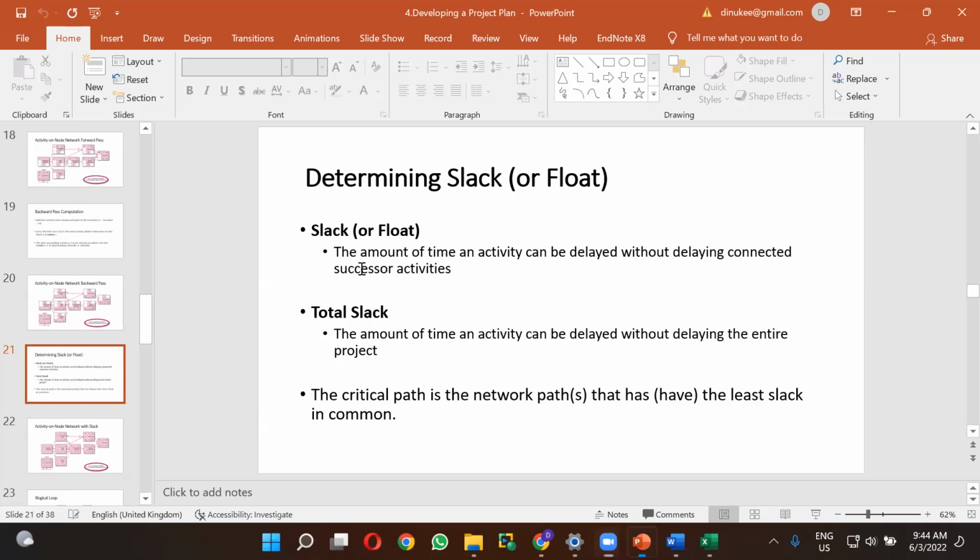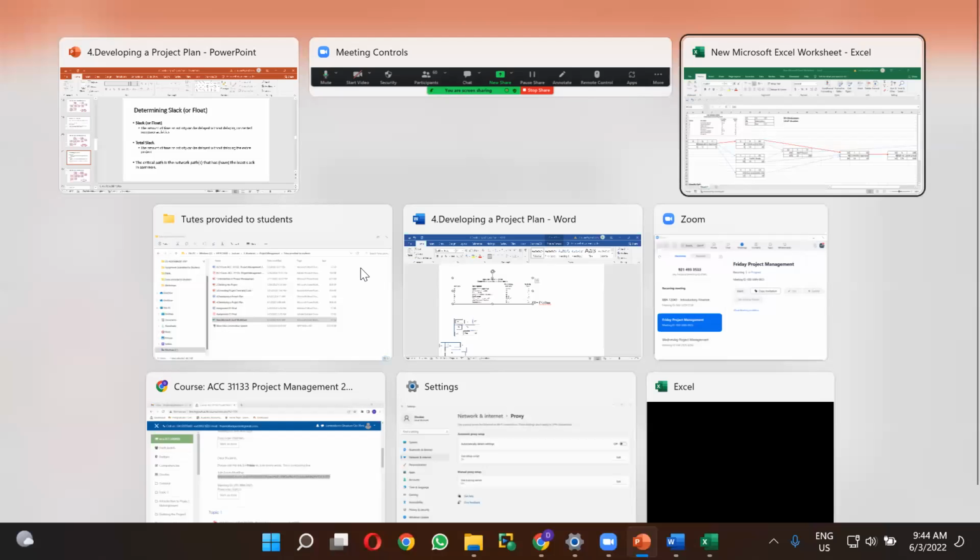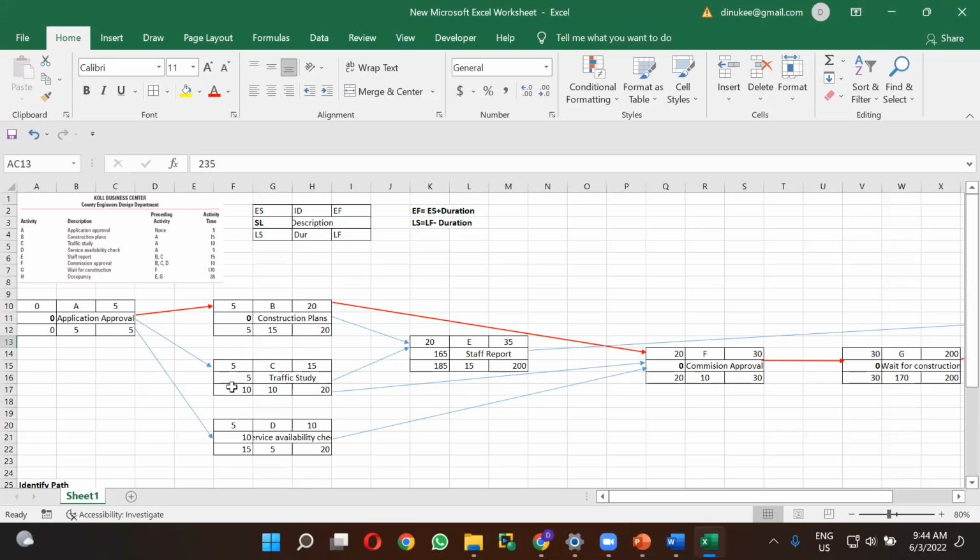Then according to this example, for activity C, you can delay the activity by 5 days, but you are not going to delay the total project time. Total project time will stay at 235 days. So we are using the slack time.